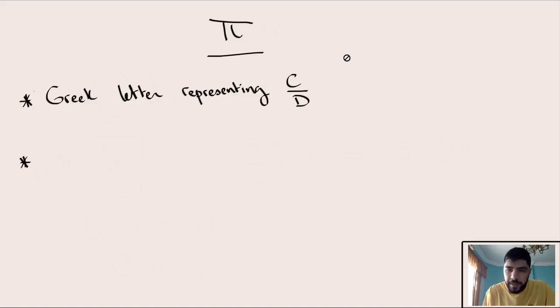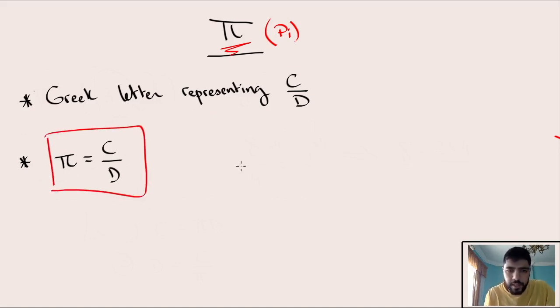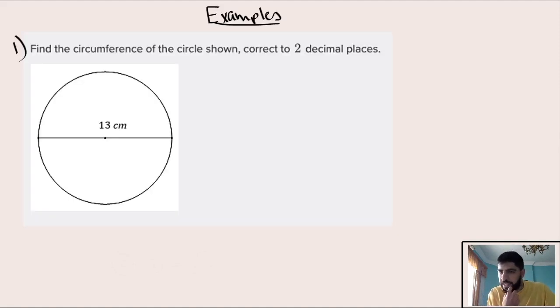So, what is pi? It's just a Greek letter, and it's specifically used to represent C over D. It's such a special ratio that is only true for circles that mathematicians gave it a symbol, and the symbol they used is pi, spelled P-I, in case you don't know. So we can just rewrite the equation we had earlier as pi equals C over D. Okay? Pi equals circumference over diameter. Now let's use this equation in a problem.